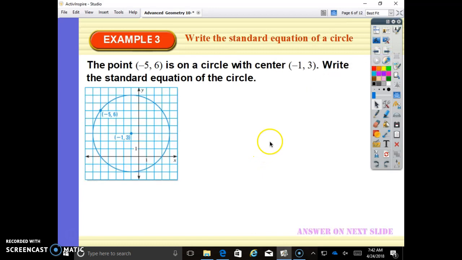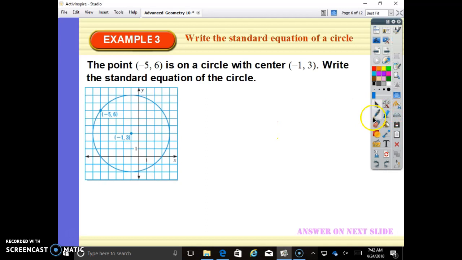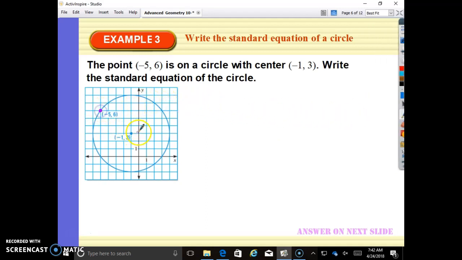The point (−5, 6) is on a circle with a center of (−1, 3). Write the standard equation of the circle. So we have (−5, 6) right here, and we have (−1, 3). In order to write this equation, I need to know what the radius is, so I need to know the distance between those two points. I can use the distance formula, or what I actually like better is doing a quick little Pythagorean theorem.